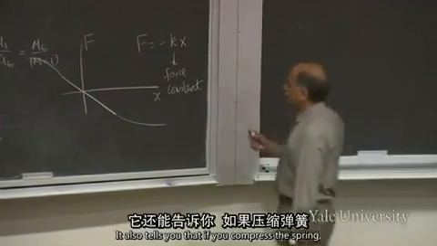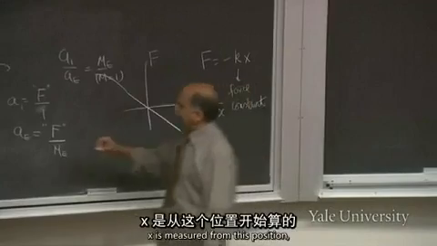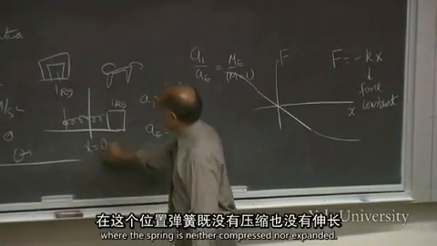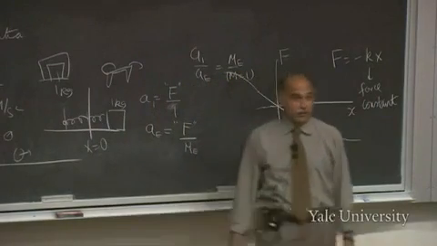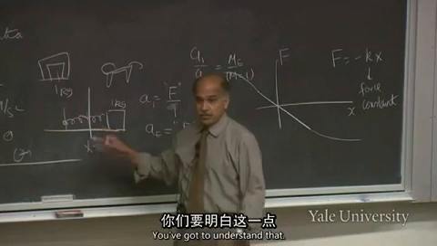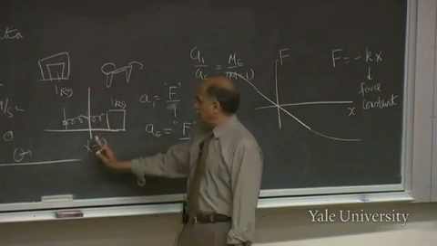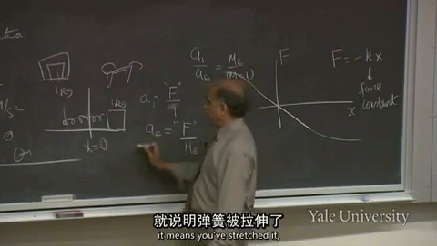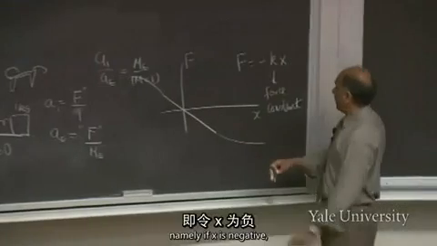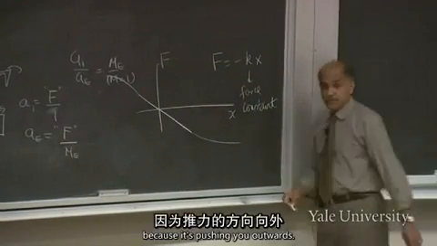It also tells you that if you compress the spring, compress it means x is measured from this position where the spring is neither compressed nor expanded. So x is not really the coordinate of the end point. You got to understand that. Springs have a natural length. So x is measured from that length. If it's positive, it means you stretched it. If it's negative, it means compressed. And this equation is telling you if you compress it, namely if x is negative, F will be then positive because it's pushing you outwards.